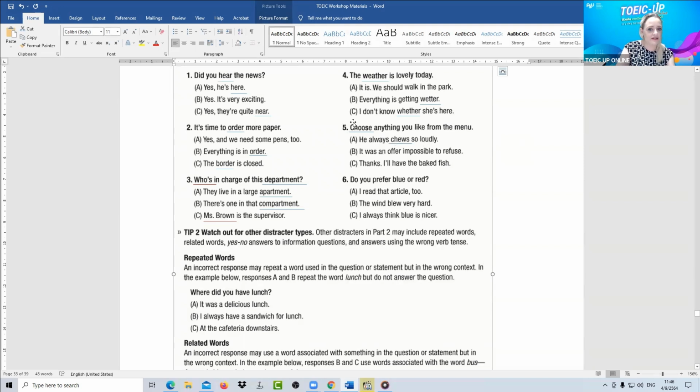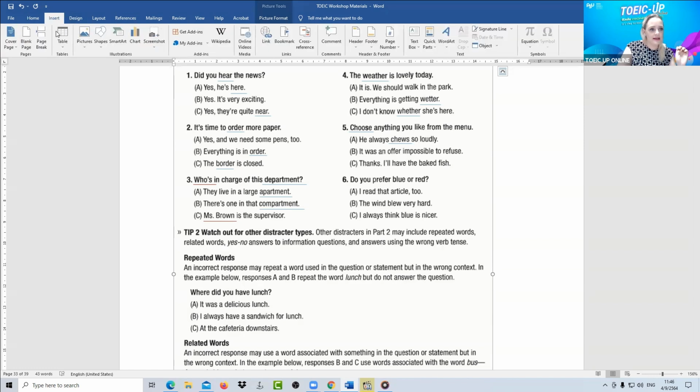Obviously, that means two different things. Choose means decide. The first choose, decide. The second chews is the sound when you chew your food. So it means two different things. It was an offer impossible to refuse can also sound like choose. The end of choose, refuse.